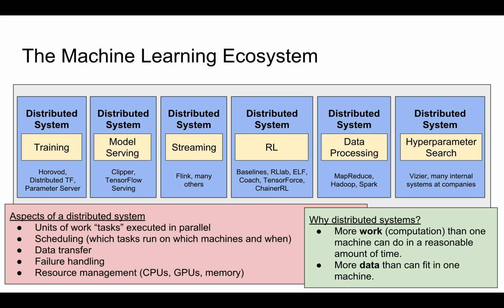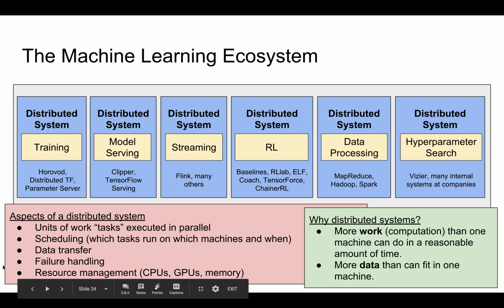These machines can fail, so distributed systems will often deal with failure handling and managing all the different resources on the machine. So you can imagine, the way TensorFlow handles these 5 challenges and the way that Spark handles these 5 challenges are very different.